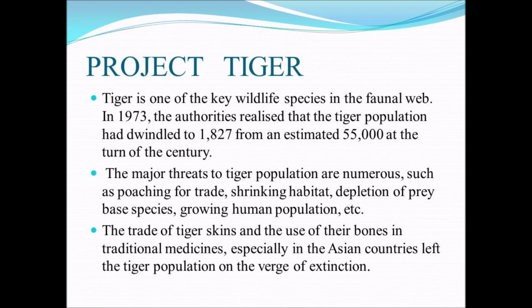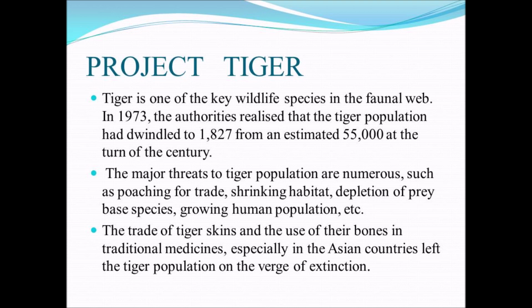Project Tiger. Tiger is one of the key wildlife species in the faunal web. In 1973, the authorities realized that the tiger population had dwindled to 1,827 from an estimated 55,000 at the turn of the century. The major threats to the tiger population are numerous, such as poaching for trade, shrinking habitat, depletion of prey-based species, growing human population, etc. The trade of tiger skins and the use of their bones in traditional medicines, especially in the Asian countries, left the tiger population on the verge of extinction.